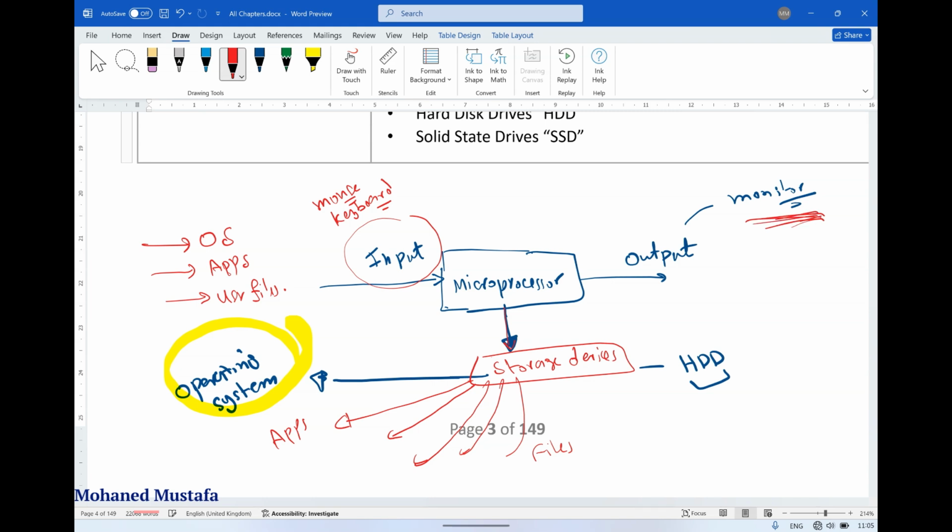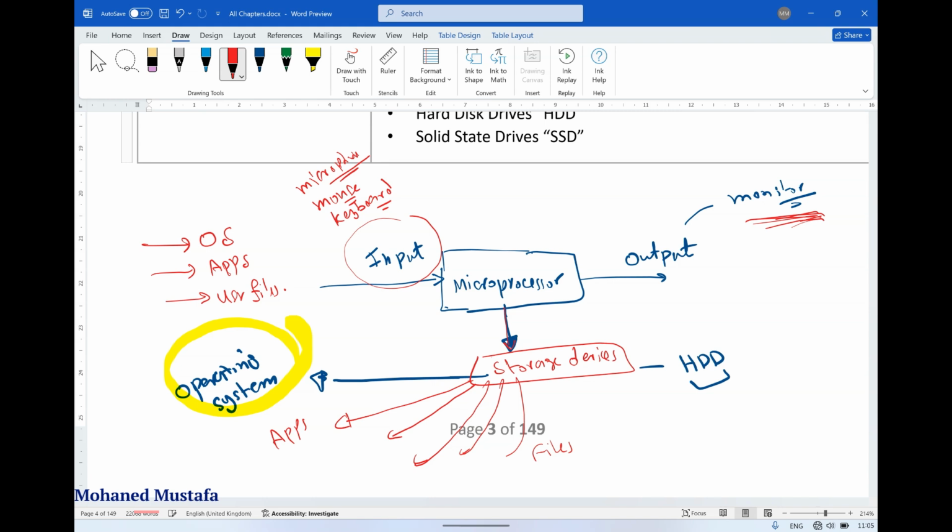Why do we need the mouse? To input clicks or drag icons or do some kind of other pointing operations. So the mouse is an input device. What about the microphone? Input or output? Input your sound, input your voice. The microphone is an input device.